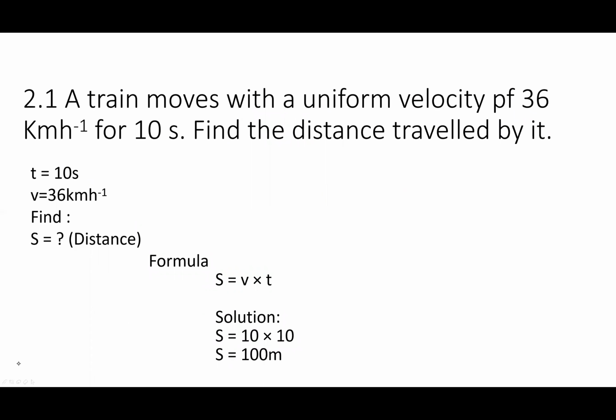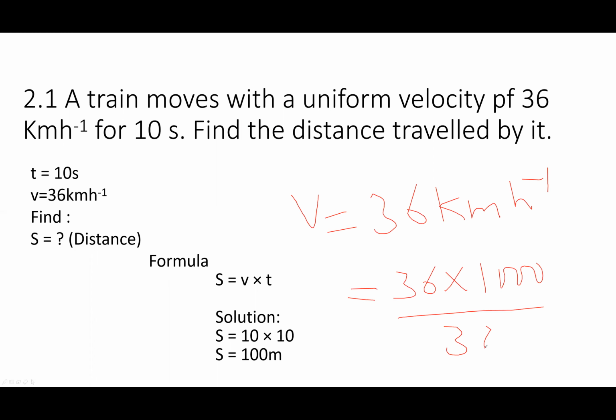First I will convert 36 km per hour into meter per second. So when velocity is 36 km per hour, 36 is multiplied by 1000 and divided by 3600. So it will be equal to 10 meter per second.